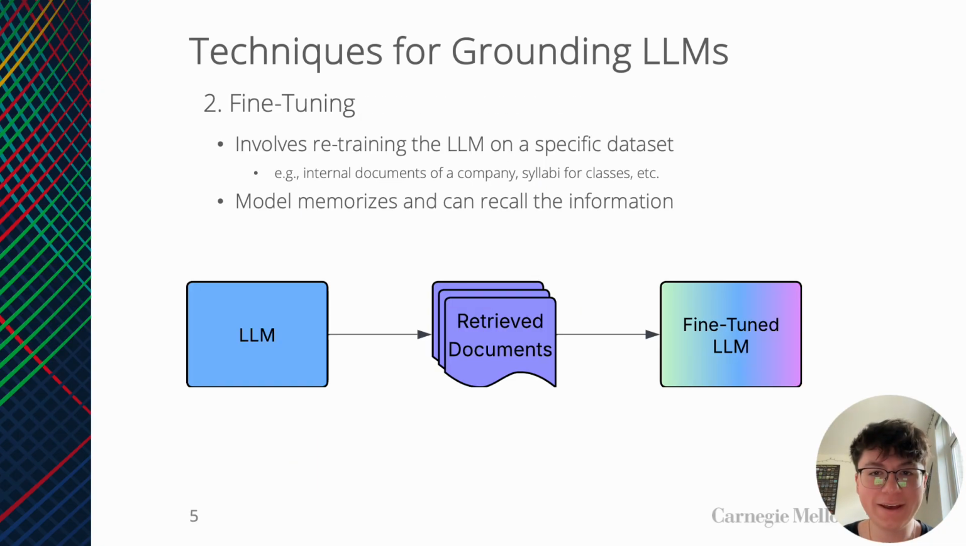Another technique we have for grounding LLMs is called fine-tuning. What this involves is retraining the LLM on a specific data set. For example, if we had an AI copilot for a company, we might want to retrain it on internal documents. If we had one for a specific class, we might want to train it on the syllabus for that class. Fine-tuning allows the model to memorize and recall that information, and it doesn't have to go through that lengthy retrieval process for context like retrieval augmented generation does.